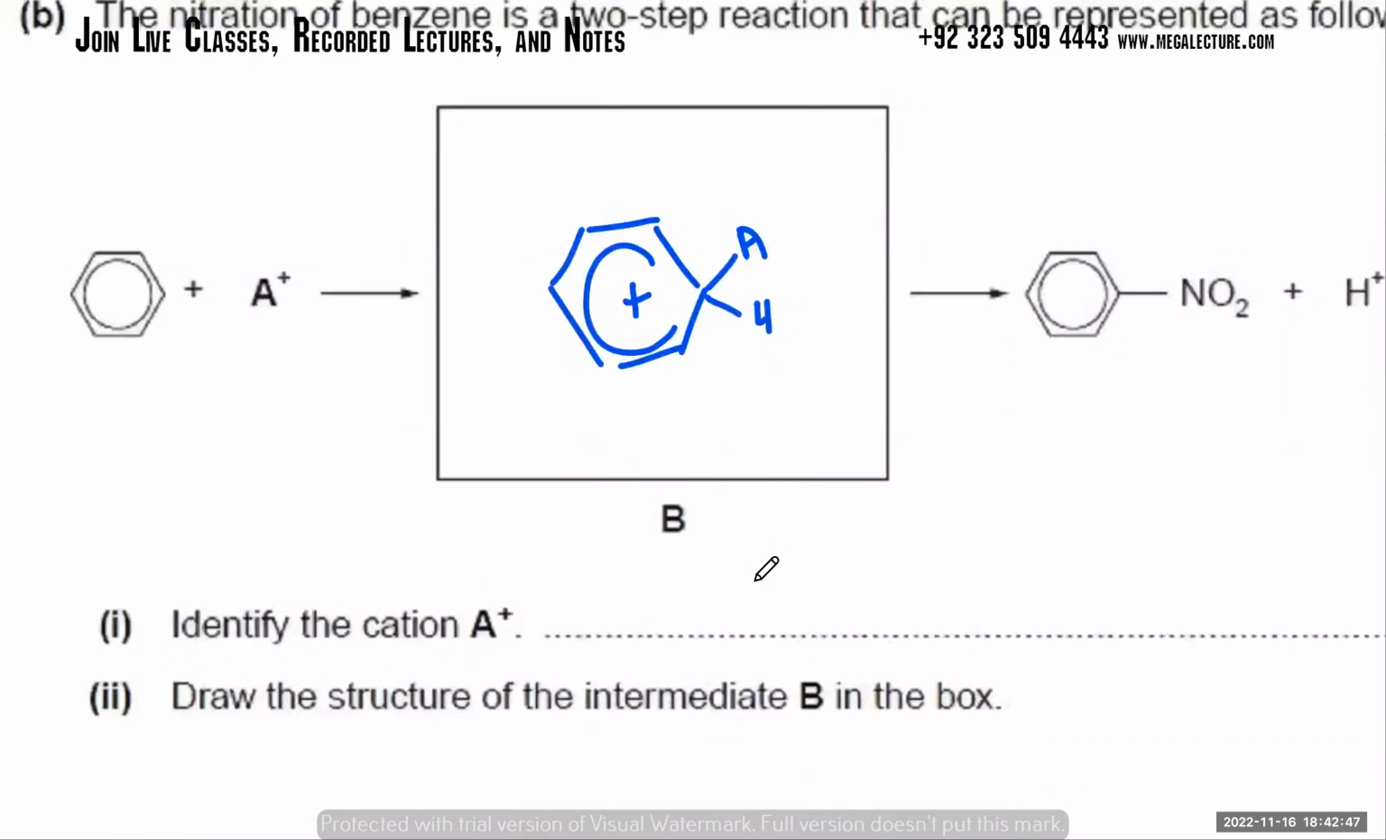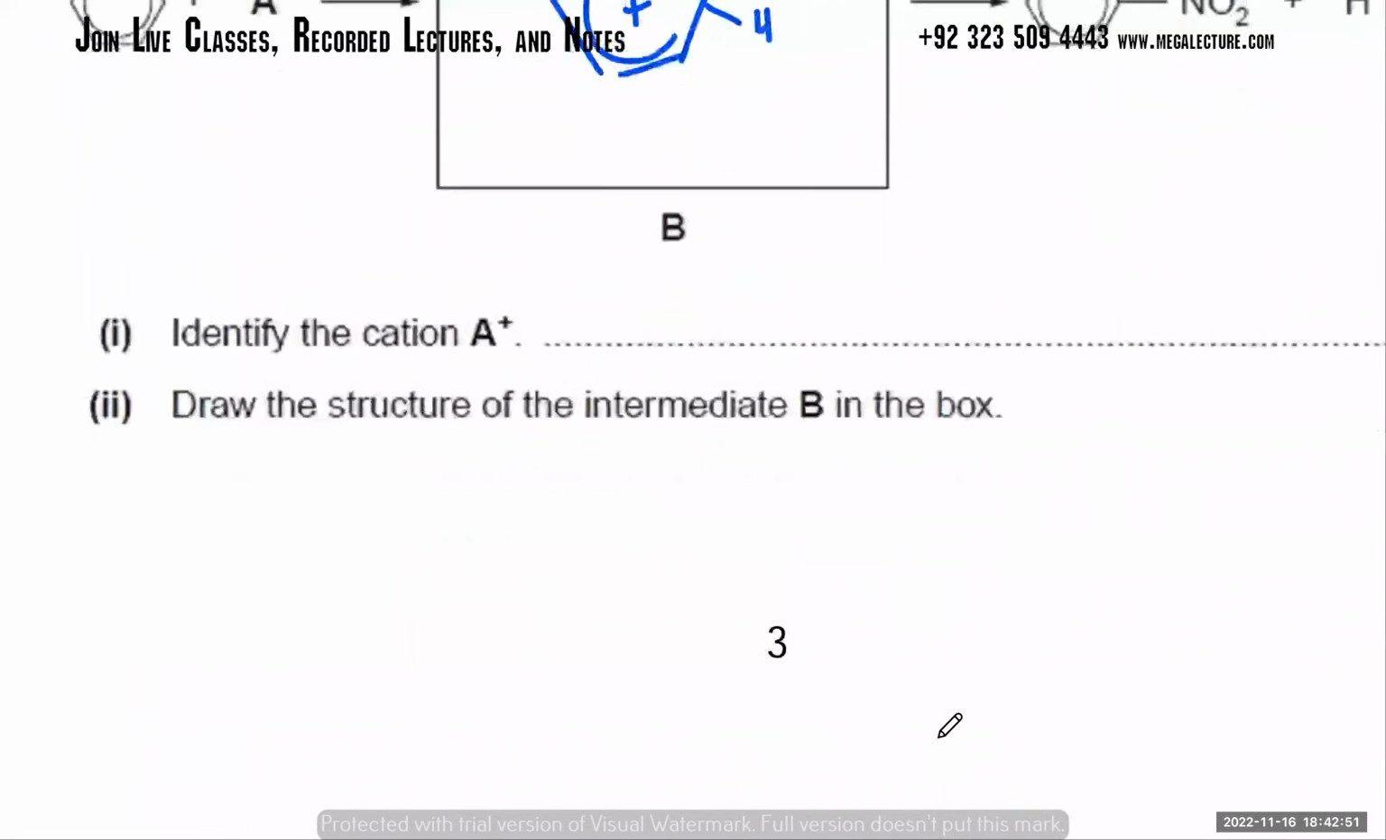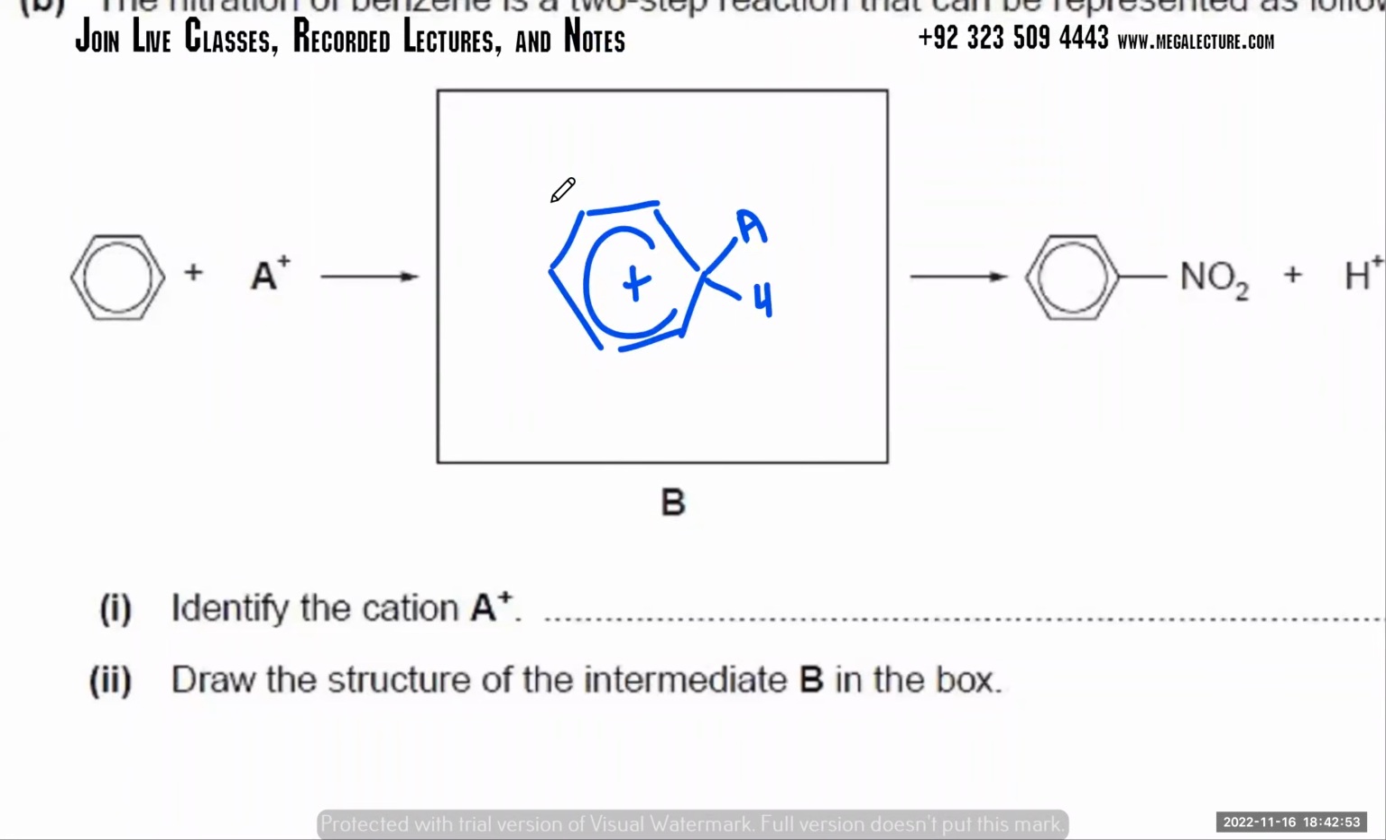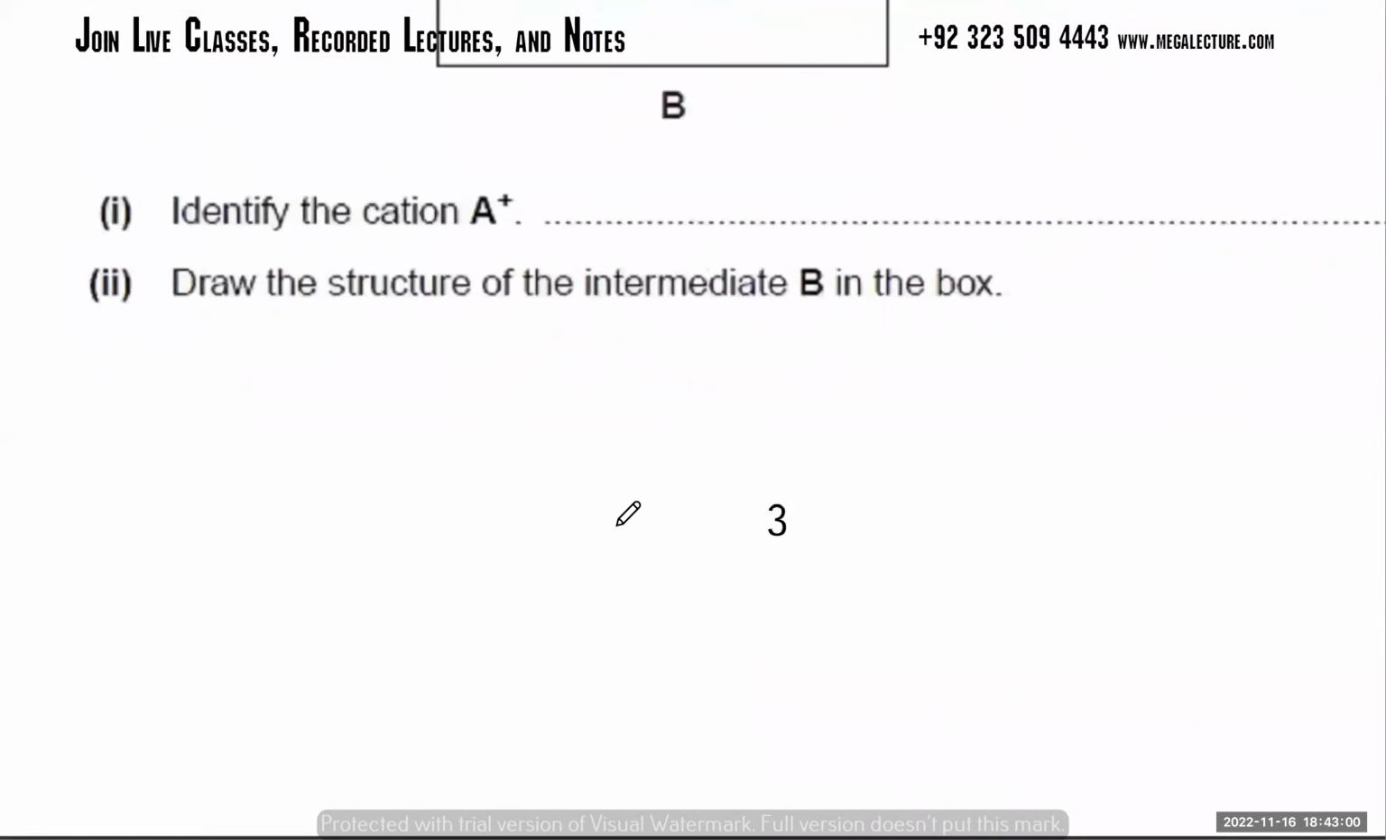So they're going to ask you for the mechanism. Draw the structure of the intermediate in the box. We just did that. This is the mechanism we drew, that A will come, it's going to borrow electrons from the benzene and join with it, so it will become partial.